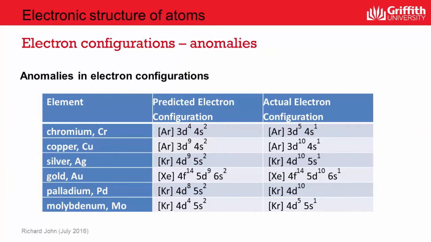Now there are other examples, silver, gold, palladium and molybdenum, to add to the copper and chromium examples, and again we can see that the actual electron configuration deviates from what we would predict due to the fact that we want to get half-filled d subshells or completely filled d subshells.